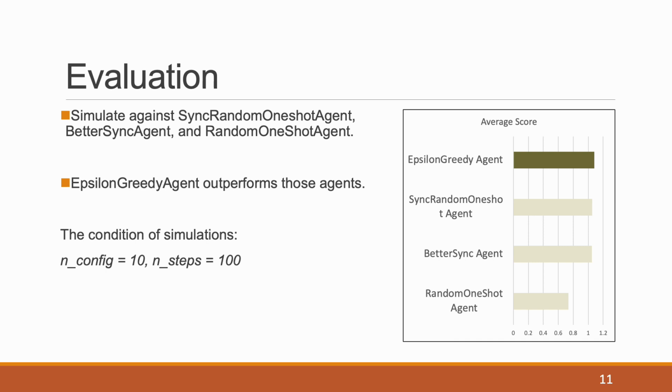Finally, I'll talk about the evaluation. I simulated EpsilonGreedyAgent in 10 rounds and 100 steps against Sync Random OneShot Agent, Better Sync Agent, and Random OneShot Agent. EpsilonGreedyAgent, my agent, outperforms those agents. Thank you for listening.